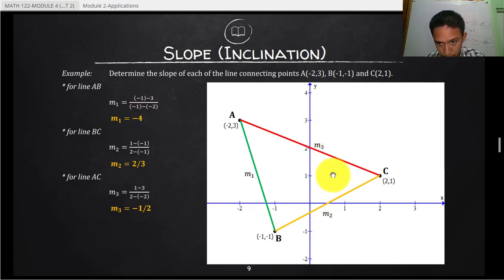If you look at AC and BC, you cannot actually tell by sight which one is steeper. But by merely looking at the values, 2/3 is bigger than 1/2, or 0.67 is bigger than 0.5. Therefore, line BC is steeper than AC. Okay, so that is the importance of our slope.